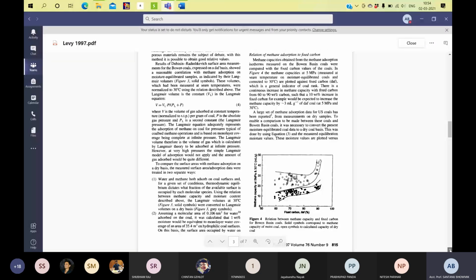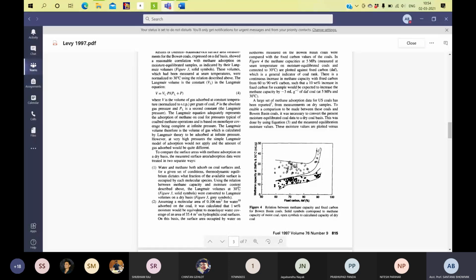Now here they are going to show the variation of the methane capacity with the fixed carbon. Here you can see that even if the fixed carbon is increasing, after some time there is no prominent change in the adsorption capacity. But then suddenly, for some types of coal, there is a very steep increase of the gas adsorption capacity, even with a small variation of the fixed carbon. So there are different observations about the fixed carbon content.